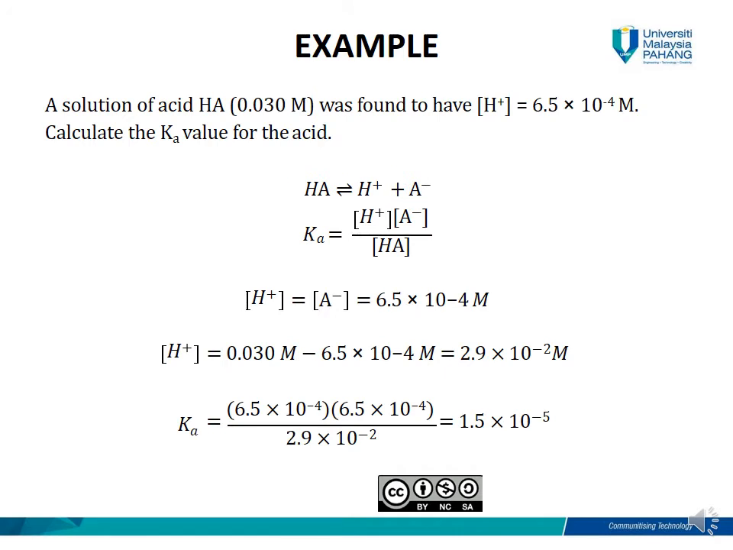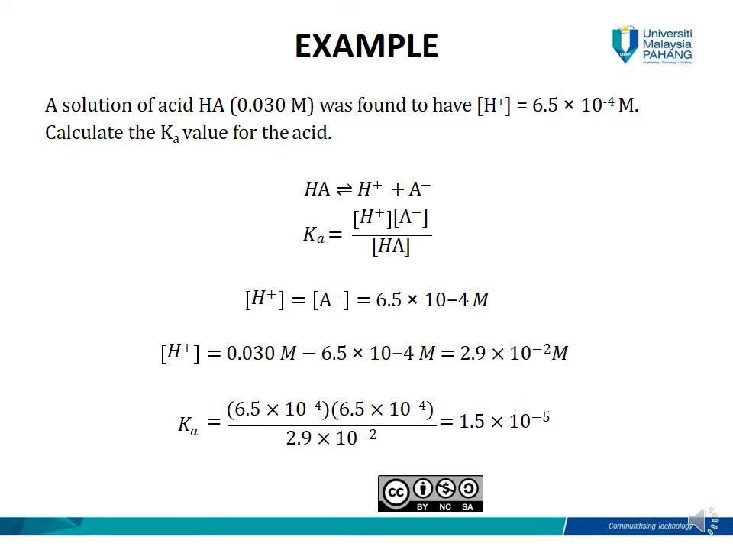For example, a solution of weak acid, 0.03 molar, was found to have a proton concentration of about 6.5 times 10 to the power of minus 4 molar. Calculate the Ka, or the acid dissociation value, for the acid. First of all, you need to write the dissociation chemical reaction, and then you write the equilibrium constant expression. After that you can identify the concentrations from what you get from the question. The concentration of the proton must equal the conjugate base, equals 6.5 times 10 to the power of minus 4 molar.